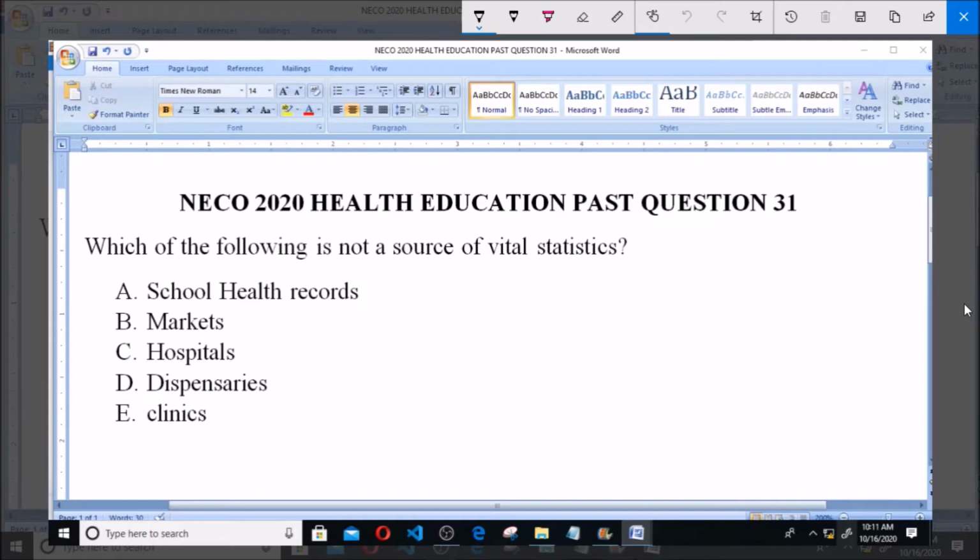The question says, which of the following is not a source of vital statistics? A. School health records. B. Markets. C. Hospitals. D. Dispensaries and e-clinics.